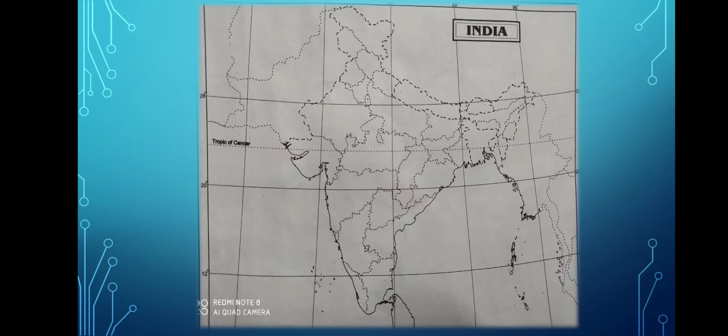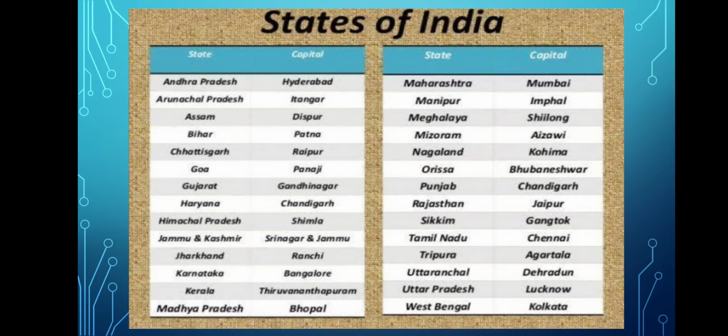So you know that India at present has 28 states and 9 union territories. Previously it was 29 states. Now Jammu and Kashmir was divided into 2 union territories. So at present we have 28 states and 9 union territories.